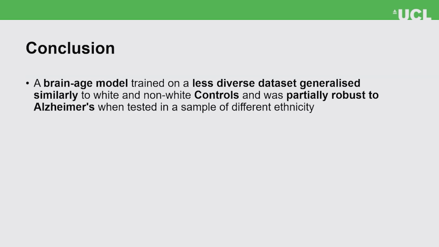In conclusion, we showed that a brain age model trained on a less diverse data set generalized similarly to white and non-white controls and was partially robust to Alzheimer's when tested in a sample of different ethnicity. So essentially, if you have a good reference data set, there are ways to account and control for differences because of biases in your training data set.